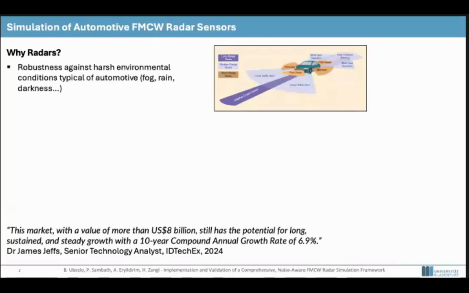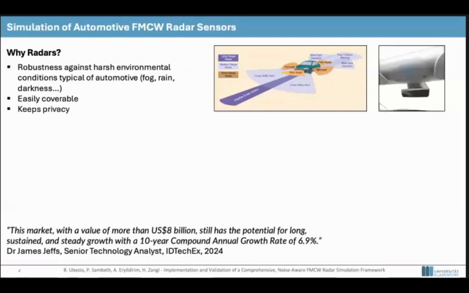And, with respect to a camera, which would be the other main sensor used in automotive, they have some advantages. They work even if we have harsh environmental conditions, so we can still detect targets if there is rain, if there is fog, in the darkness. We don't need our own light source. They are easily coverable, meaning that we can mount them behind the bumper of a car. We can even mount them inside, behind the plastic cover of the cabin of your car.